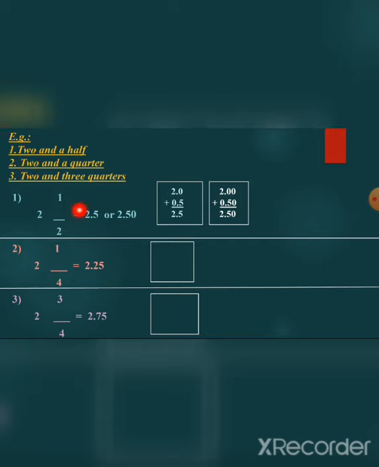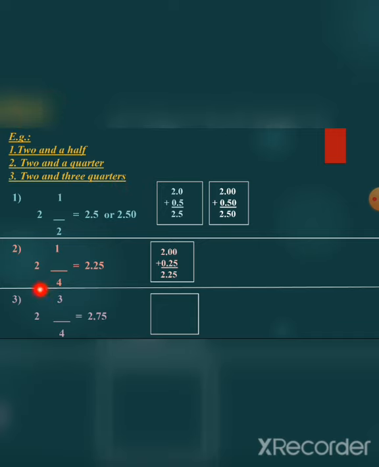Now let's take the second sum. 2 and a quarter. 2 we wrote as it is, then quarter, 1 upon 4. The answer we got is 2.25. In decimal form, what is the value of a quarter? 0.25. So we will add 2.00 plus 0.25. We get the answer as 2.25.